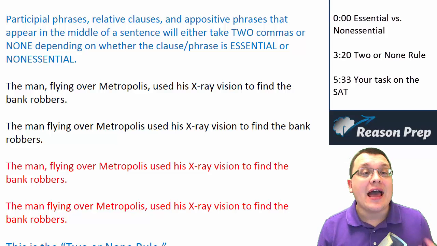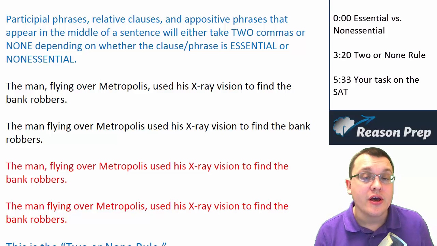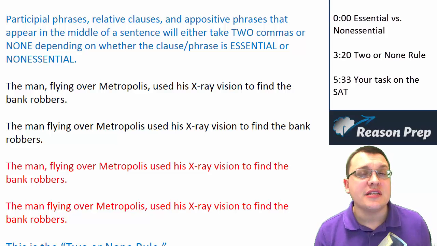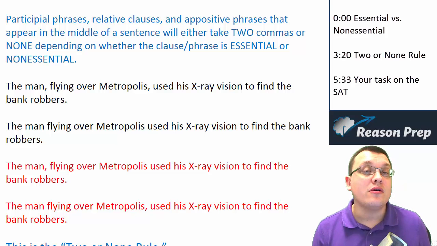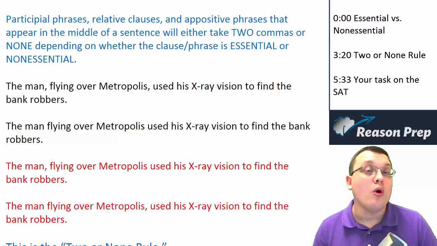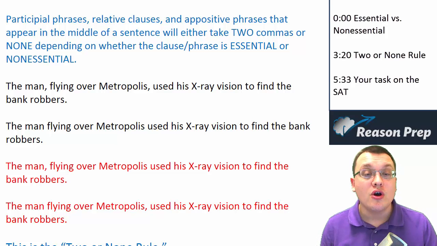Now, when you're adding these phrases and clauses to the middle of a sentence, whether it's a participial phrase, which we've talked about previously, or it's a relative clause or an appositive phrase, which we've referenced previously but will go into more detail about in the next couple of videos, there's a very important rule of thumb, a very important heuristic, that you can use to know how to punctuate it. And that's that either you're going to use 2 commas or none. I call this the 2 or none rule. You're going to use 2 commas or none.